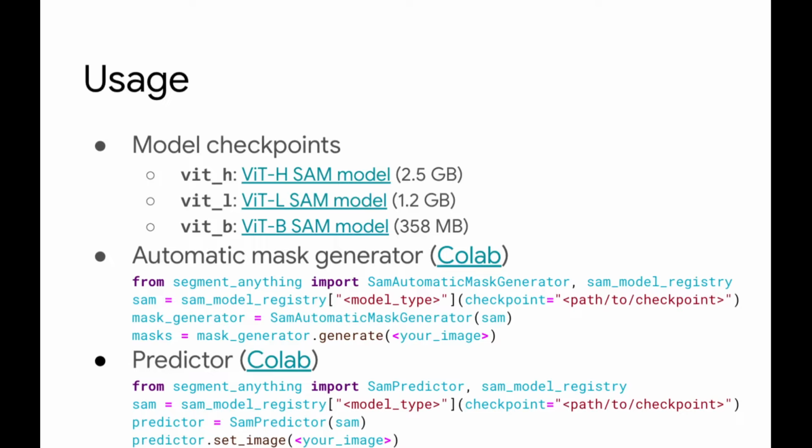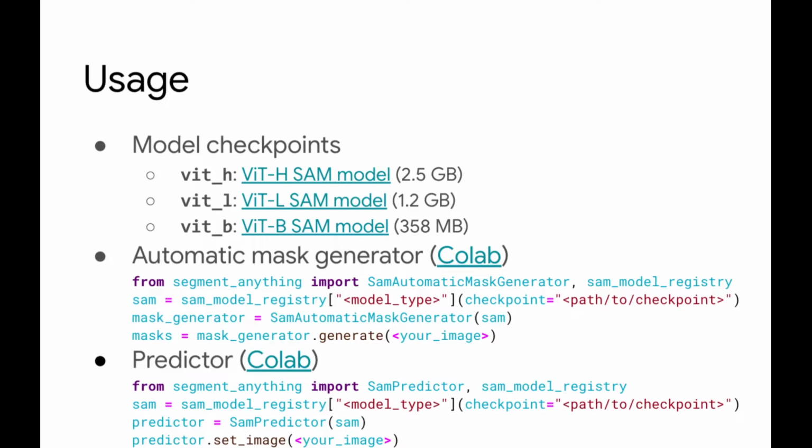The model has 3 options: ViT-L, ViT-B, and ViT-H. You can see the sizes are different. The largest one is 2.5 gigabytes and the smallest one is 15 megabytes, kind of like the Google Gemini models, Ultra, Pro, and Nano. So these suit different use cases. If you really have a GPU, then you can use the largest one.